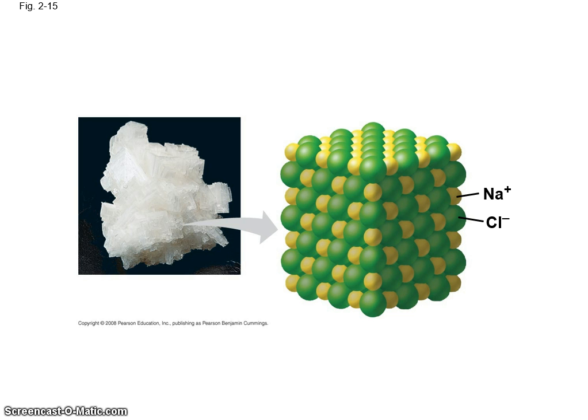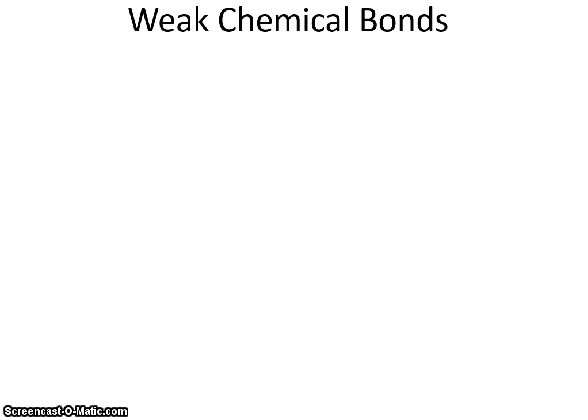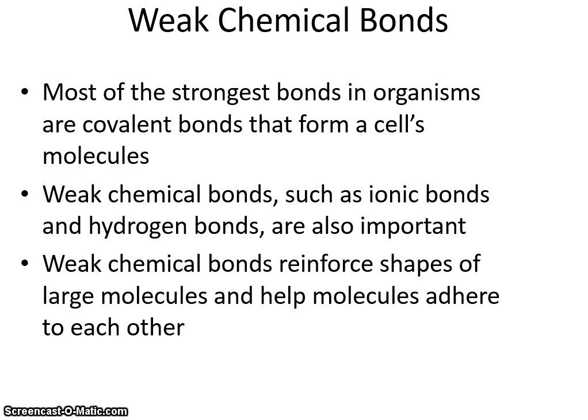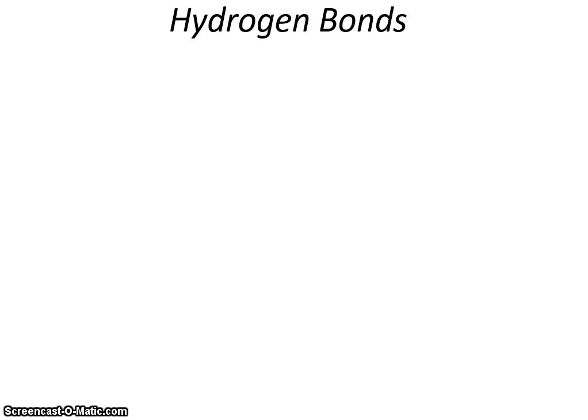So ionic bonds result from stealing of electrons, and if we're thinking of this as a scale, covalent is our strongest, ionic bonds are like our next strongest, and then the last two that we're going to take a look at today are what we call weak chemical bonds. Even though these are weak, they are typically pretty important in biology because they reinforce the shapes of molecules like proteins, and they also help molecules stick to each other. So we're going to take a look at 2 different types of weak chemical bonds.